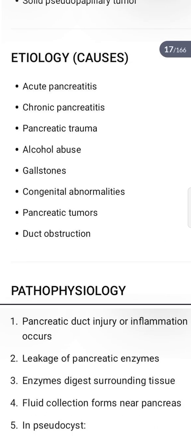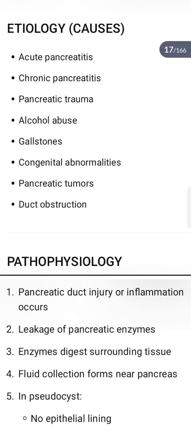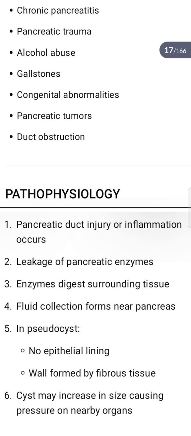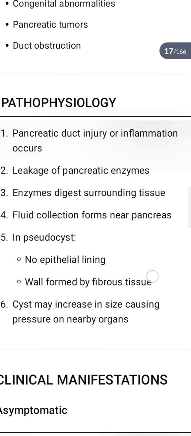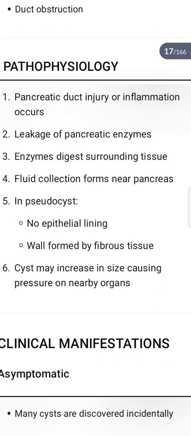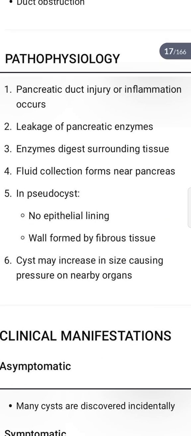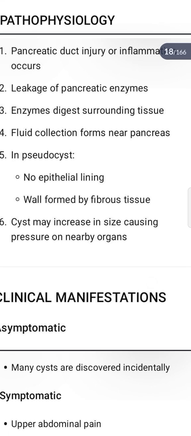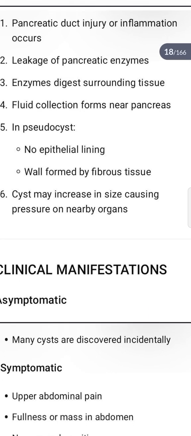And let's see the causes of pancreatic cyst. So acute pancreatitis can be the cause, chronic pancreatitis, pancreatic trauma, alcohol abuse, gallstone, congenital abnormality, pancreatic tumors, and duct obstruction. Pathophysiology: we are having pancreatic duct injury or inflammation, leakage of the pancreatic enzymes digesting surrounding tissue.